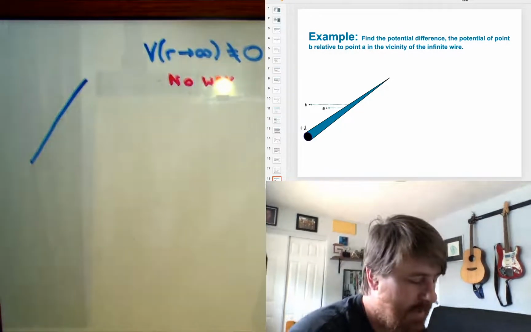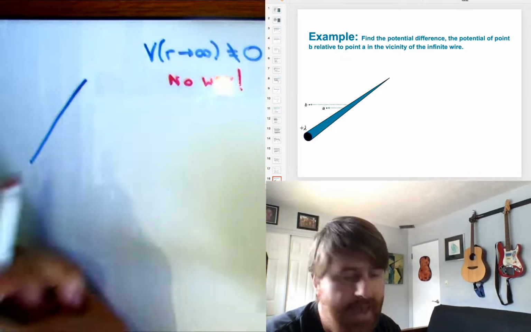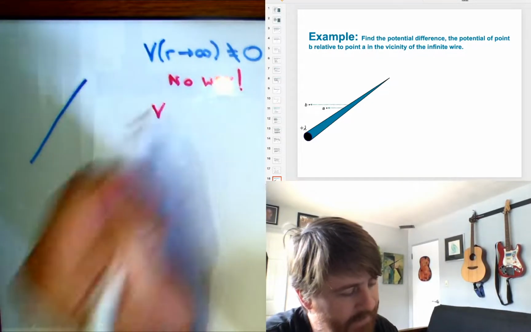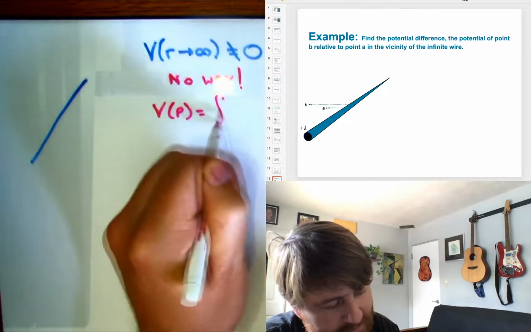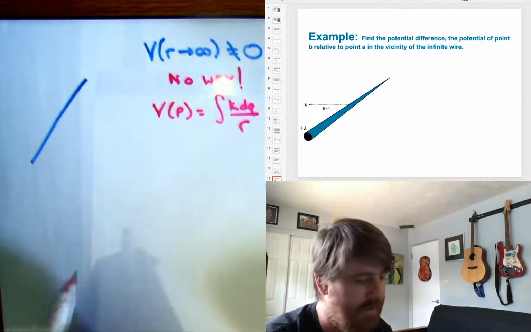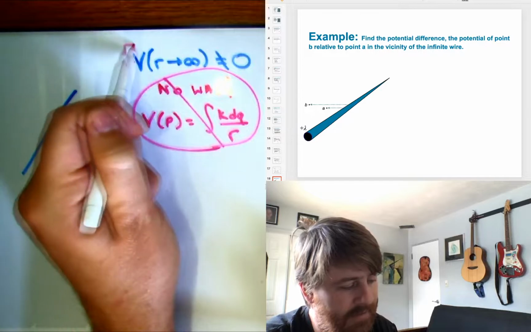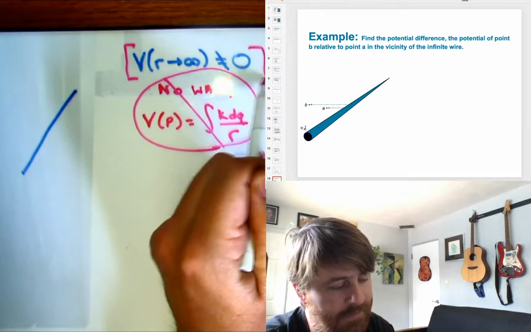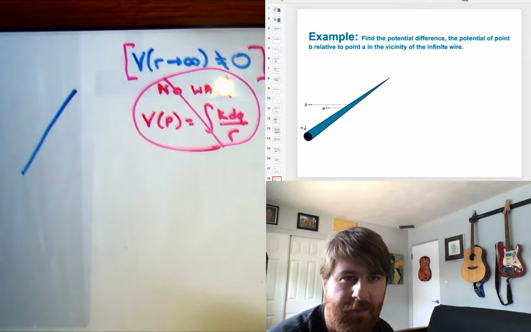All right. So we can't do that, which means that we can't use the formula that V at point P is the integral of K dq over R, right? We don't want to use that in this case, because we can't say the potential is 0 at infinity. So what can we do?